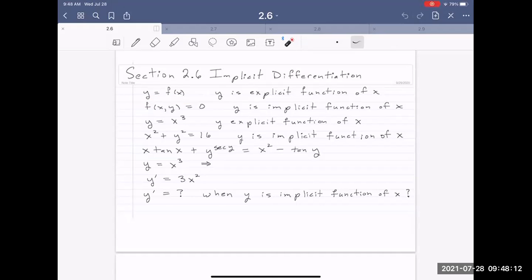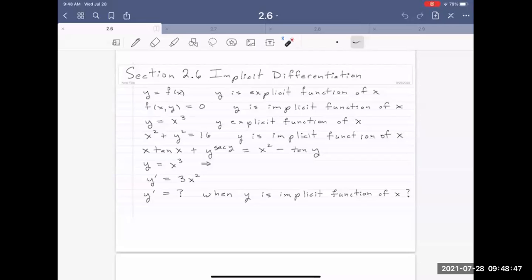We have y written as f of x. Y is an explicit function of x. I know the exact rule so that I get a value of y from some value of x. Well, suppose instead I have some function of x and y equaling 0. Then we say that y is an implicit function of x.